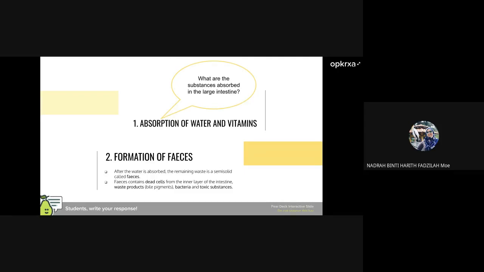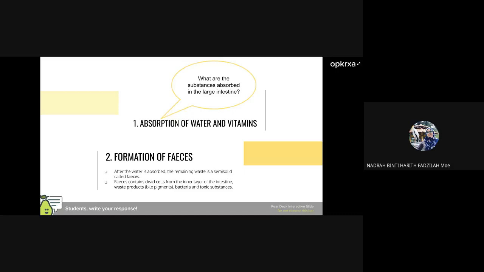So towards the end, bila dah sampai rectum tu, the feces now contains dead cells. Sebab bila undigested materials tu lalu, dia akan bergeser dengan intestine. So adalah dead cells yang akan tercabut lah. And then waste product seperti biopigments and also bacteria and toxic substances. So this is why we need to consume fiber.